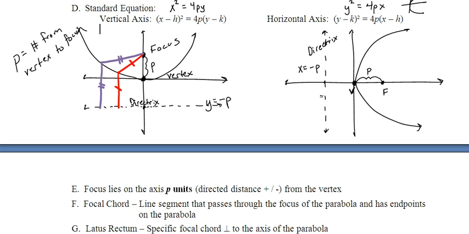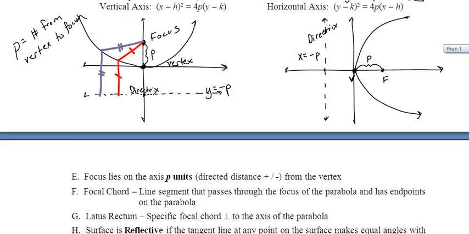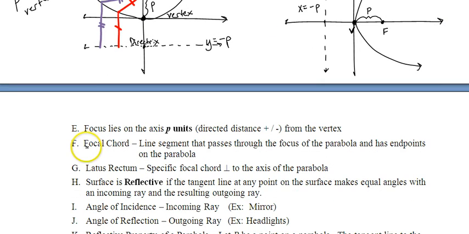You have a focal chord, and that is a line segment that passes through the focus of the parabola and has endpoints on the parabola. We will deal with this focal chord. There will be some questions that deal with that specifically. So if we draw a picture for focal chord, there should be enough room up here. And we can draw a parabola that has a vertex at the origin.